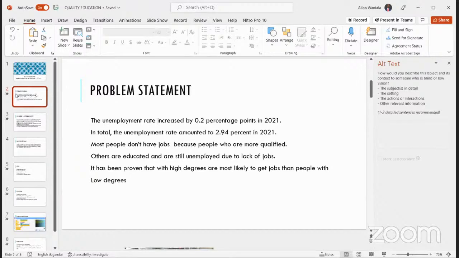In total, the unemployment rate amounted to 2.94% in 2021. Most people don't have jobs because of people who are more qualified. Others are educated and still unemployed due to lack of jobs. It has been proven that people with high degrees are more likely to get jobs than people with low degrees.